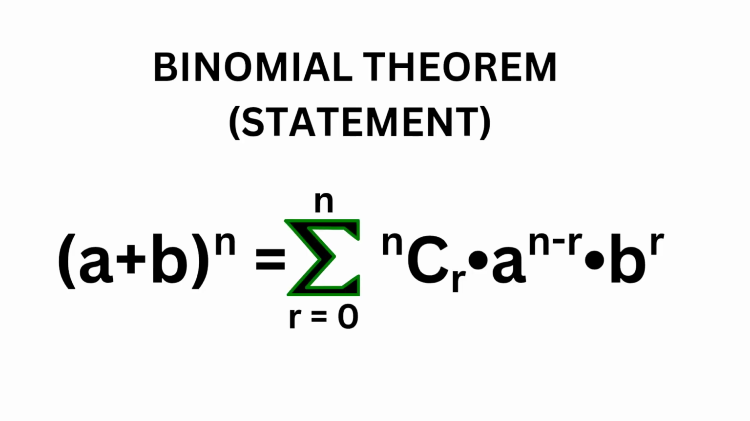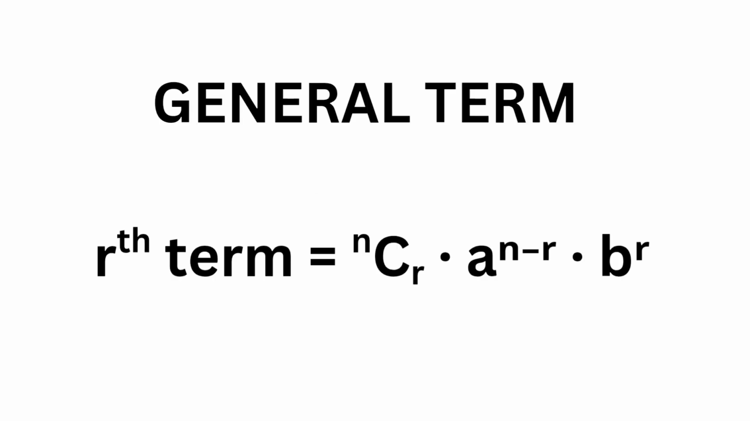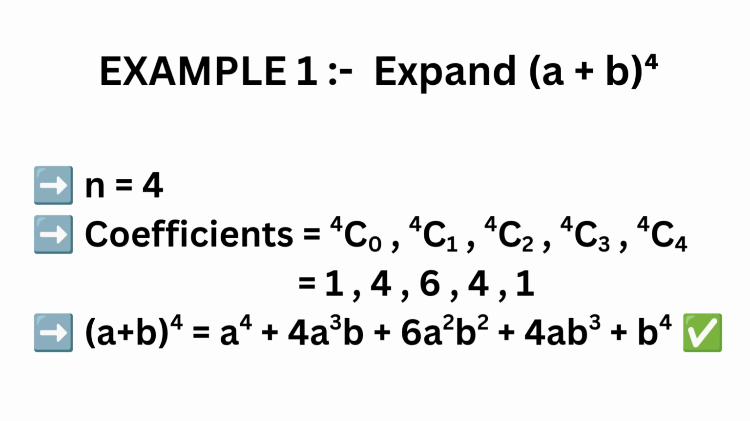This is the general statement of the binomial theorem. It gives us a structured way to write the expansion. The general term helps us find any particular term directly without expanding the whole expression. Here n equals 4, so there will be 5 terms. Using coefficients 1, 4, 6, 4, 1 and assigning powers of a from 4 to 0 and b from 0 to 4, we get the expansion.